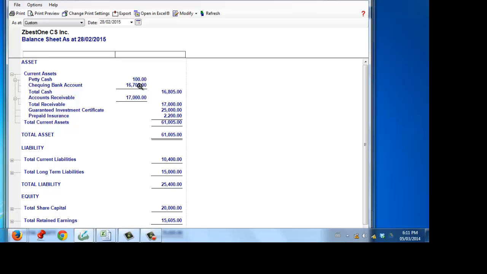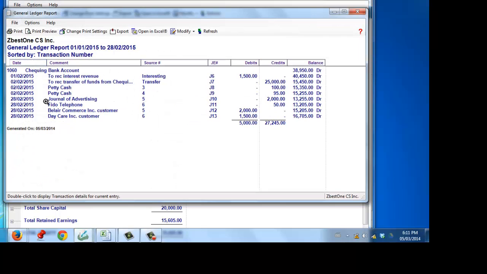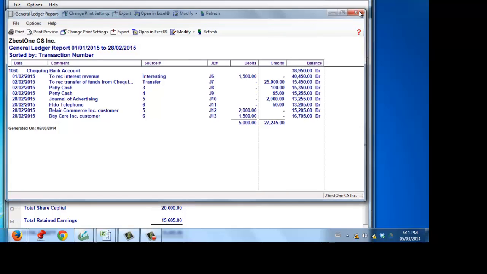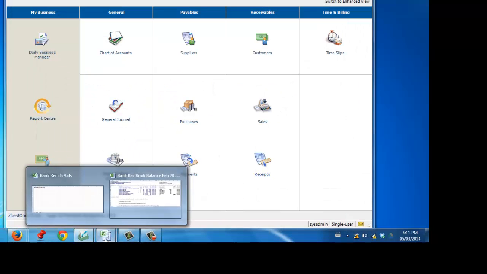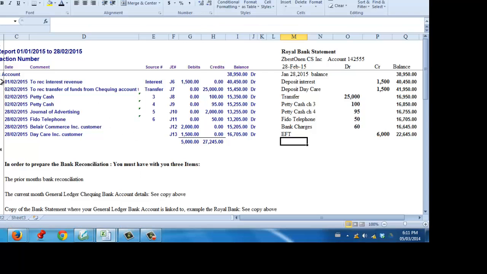We need to know what were all the transactions for that particular month, which is February. So let's click on it. This is a general ledger printout of our transactions for the month of February. If you notice, the ending balance is $16,705. Now that we have that information, we will export this info on an Excel spreadsheet. This is our same general ledger exported on an Excel spreadsheet.